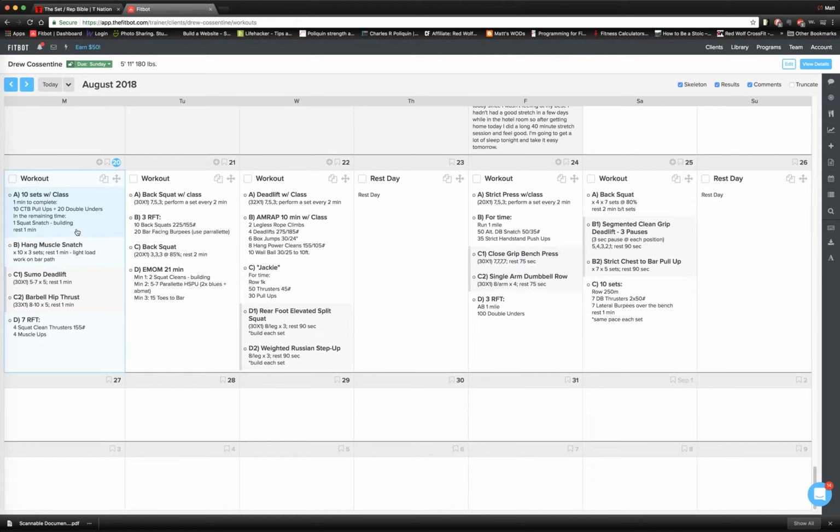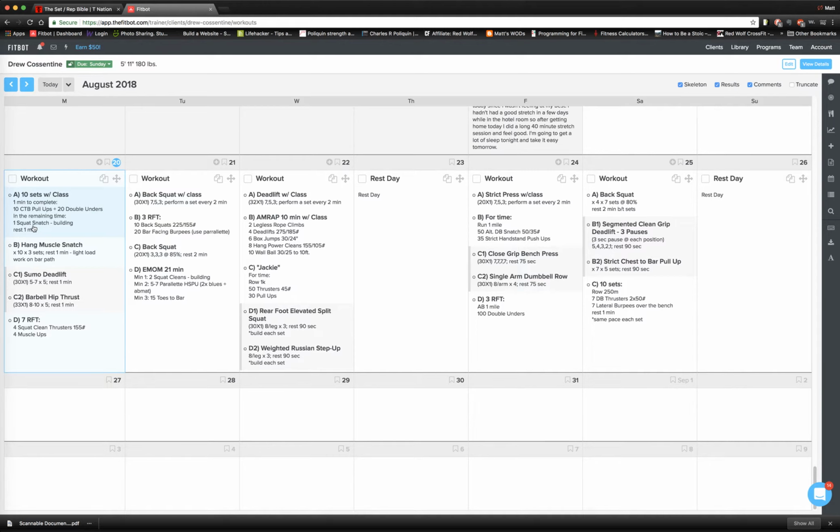So today is pretty simple: 10 chest-to-bar pull-ups plus 30 double unders, which should be 30 instead of 20. And with the remainder of time within that minute, you do one squat snatch, building. Then you take a minute off. Remember that this snatch has to be performed within that minute. You can't let it bleed over into the 1 minute rest, okay?